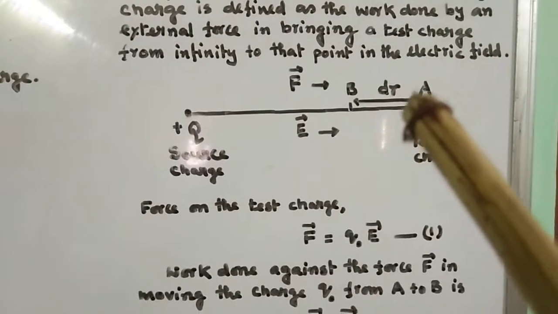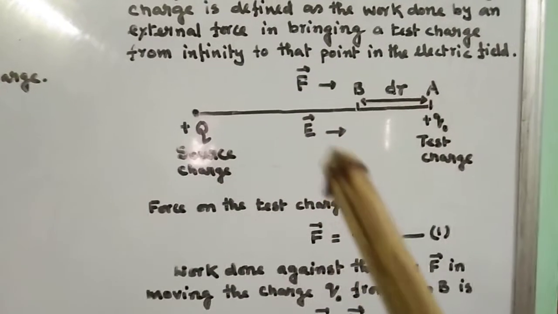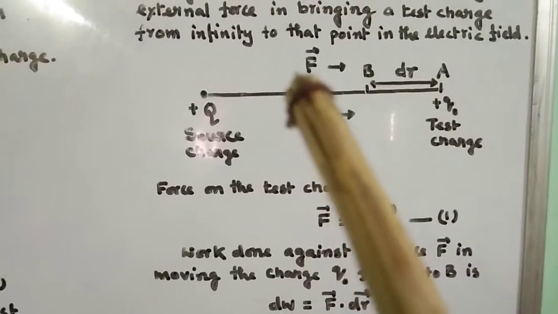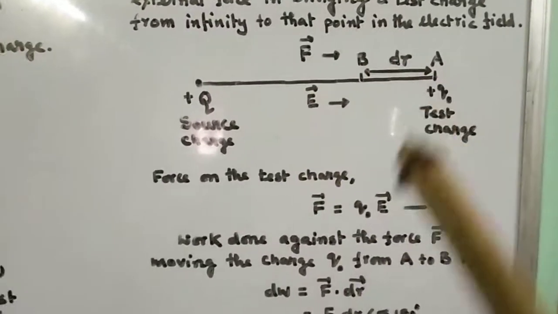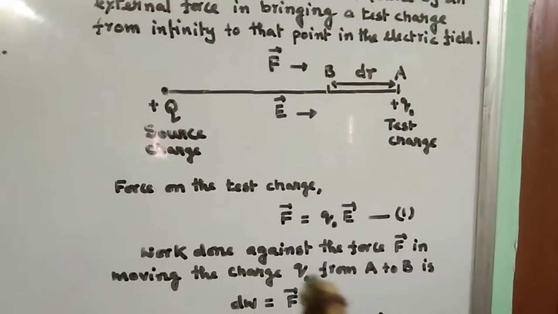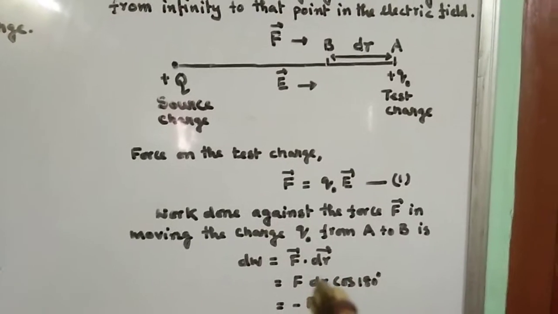So if you have to move this test charge from A to B, then you have to do work against this repulsive force. So dr is your displacement from A to B and F is your force from B to A, so they are in opposite direction. So if you have to find the work done against this force F vector in moving the charge Q naught from A to B, then dw equal to F vector dot dr vector.